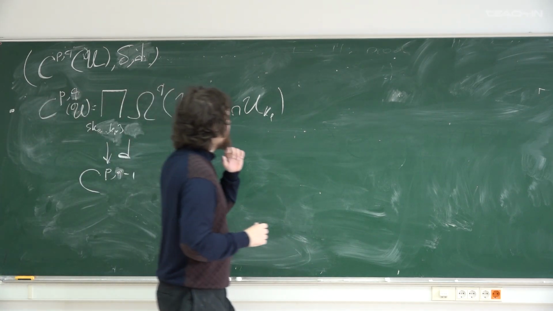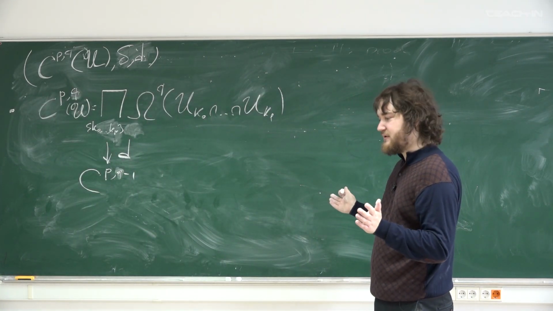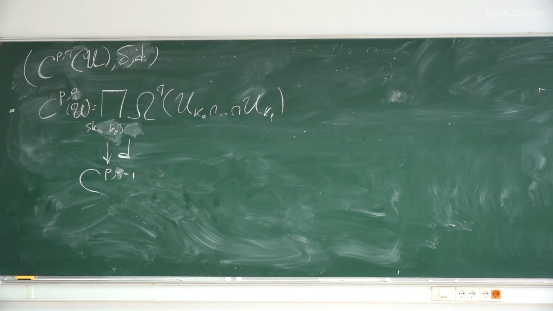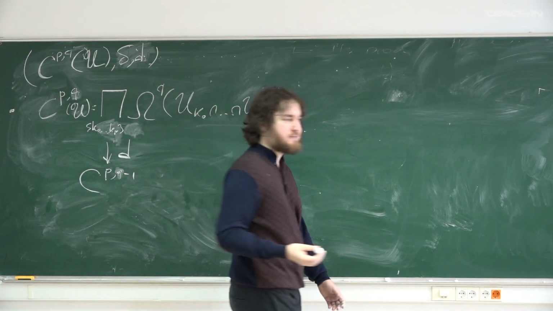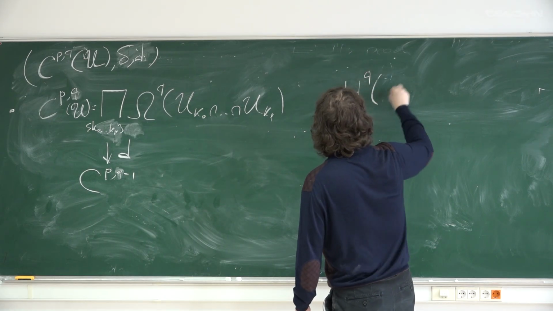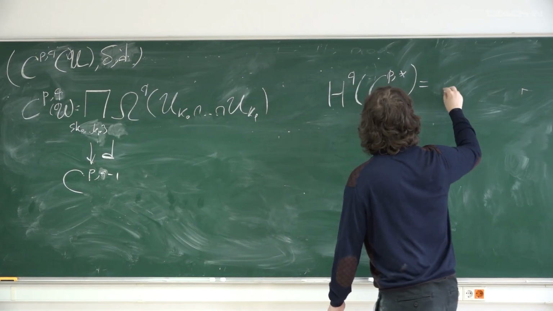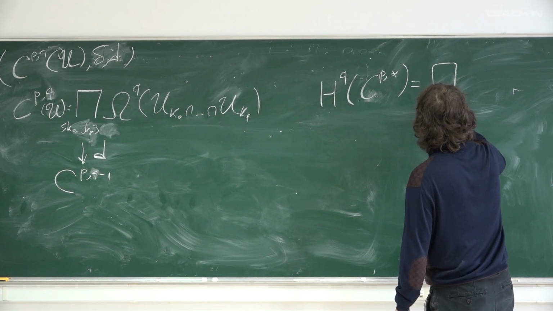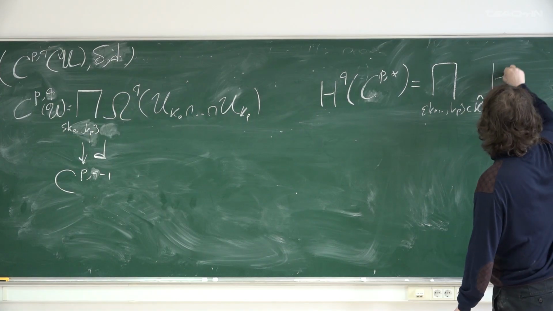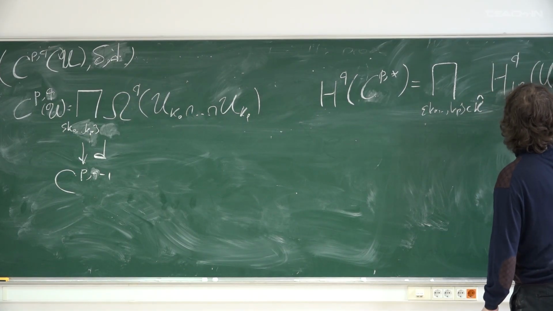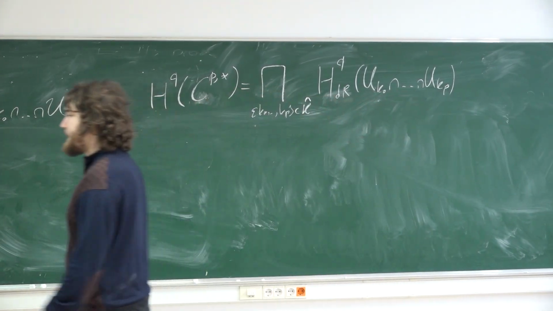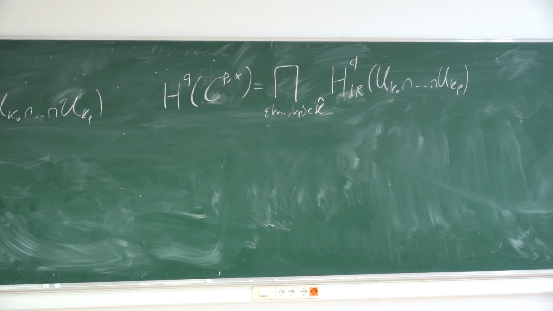And this is a direct product of chain complexes, and an easy observation is that direct product and direct sum preserve homology; they are exact functors. So the homology of a direct product is the direct product of homologies. So the Q cohomology of this thing is just the direct product over my P simplices of K of the de Rham cohomology of intersections.